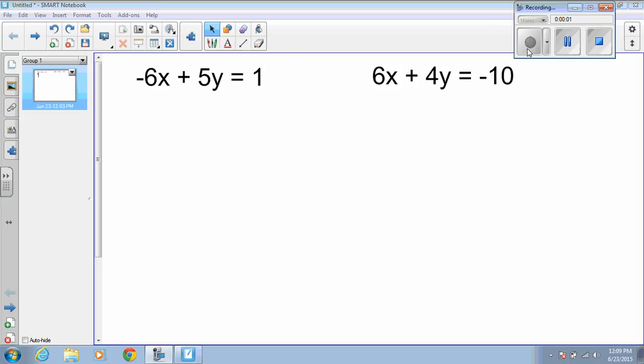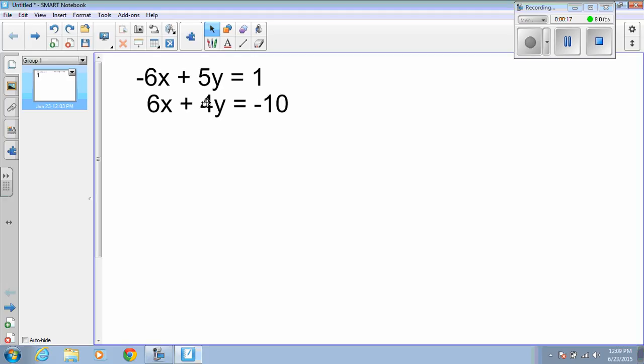Okay, so I've got two equations here, and I want to solve each system using the elimination method for systems of equations. In order to do the elimination method, people will typically line up their equations so that the same variables are on top of each other. So I've got negative 6x plus 5y equals 1 and 6x plus 4y equals negative 10.